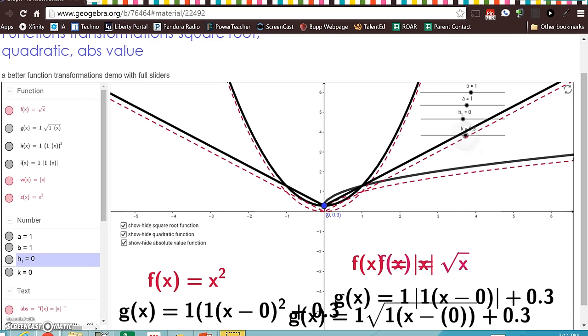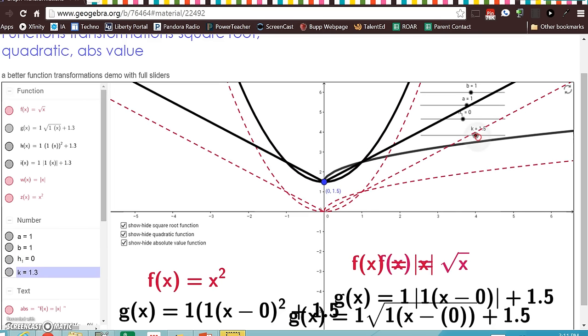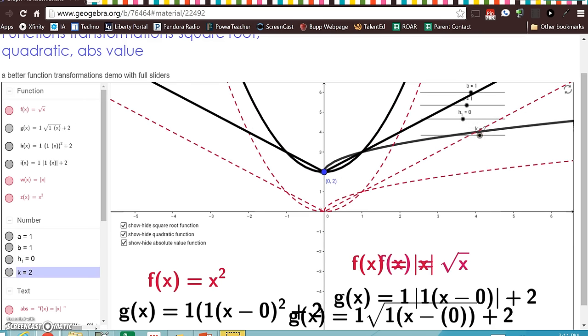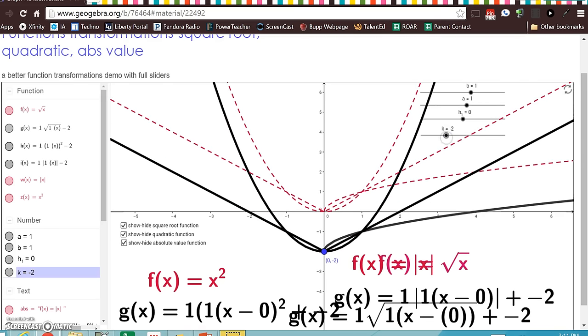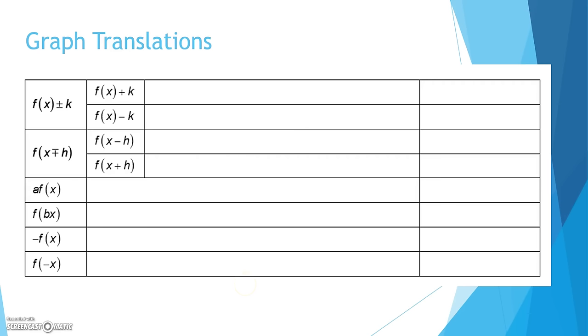Now I'm going to move this last one. Notice all of them are moving up. If I stop it there at 2, if you notice on the equations on the left, there's a +2 after the square root symbol, after the squared, after the absolute value symbols. That adding 2 on the end moves it up 2, and if you subtract, it would move it down. So now let's go back to our lesson.